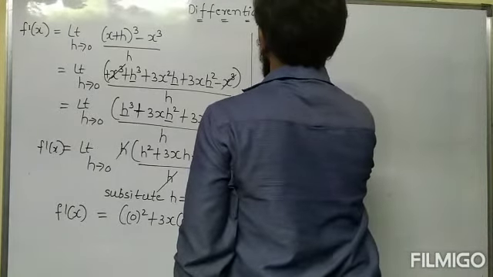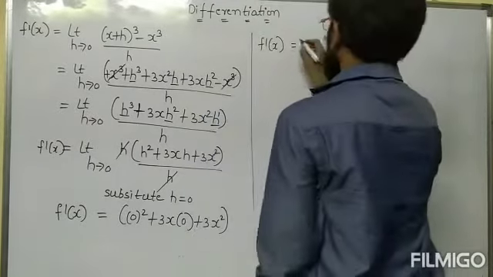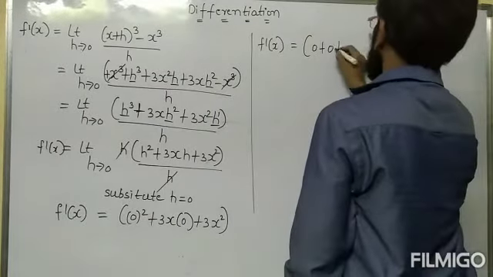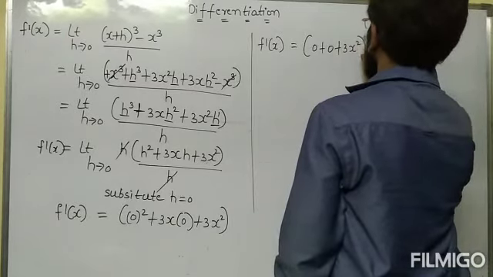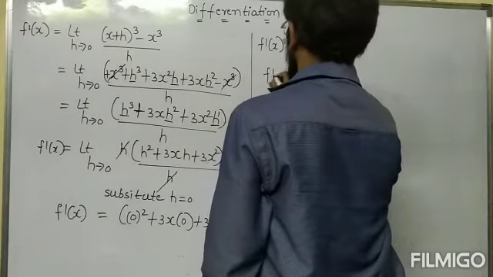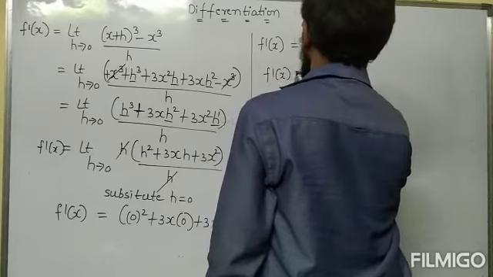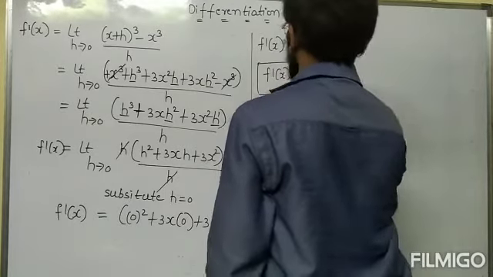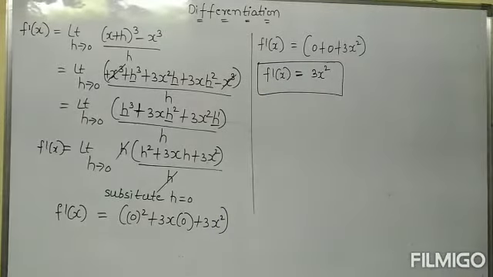f dash of x is equals to 0 plus 3 into 0 is 0 plus 3x square, 3x square. So f dash of x is equals to 3x square. This is the answer.